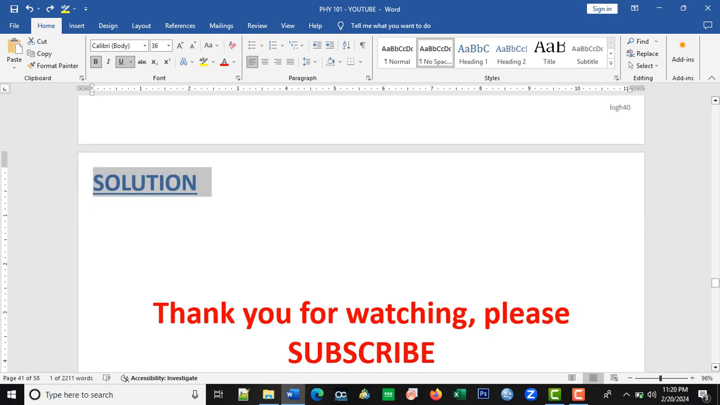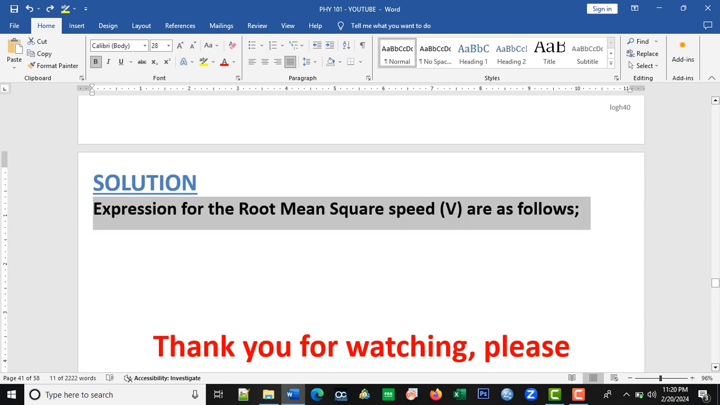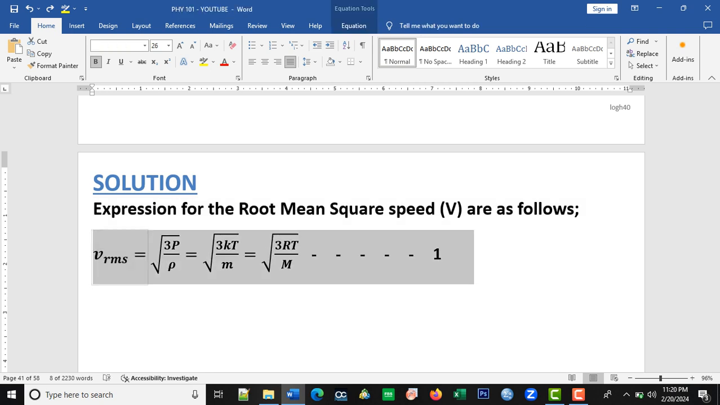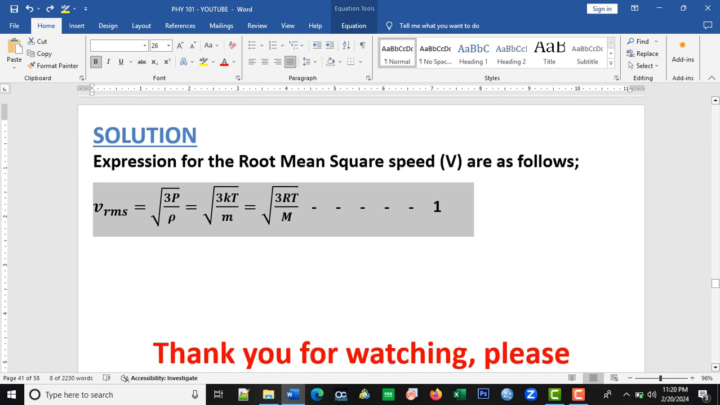Solution. Okay, so the expression for the root mean square speed or velocity is as follows. I decided to list these three expressions. We can use any of them depending on what we are being given in the equation. So I decided to use these three so that the viewers can look at the expression and memorize them. Then whichever one is suitable to solve a particular problem at a particular time, you can make use of it.